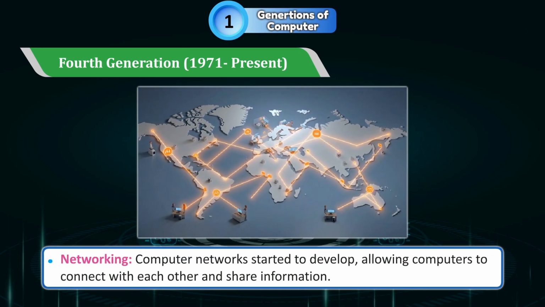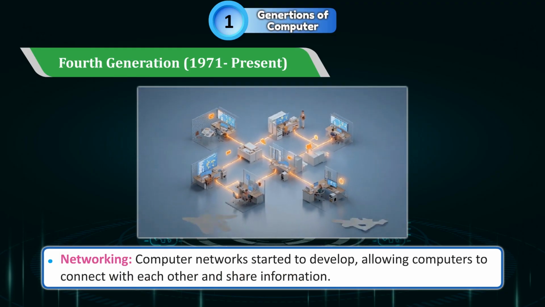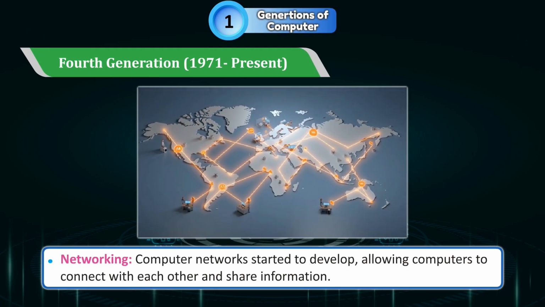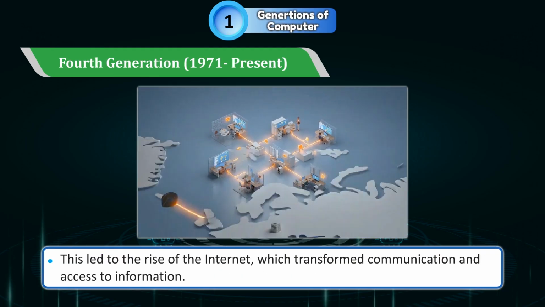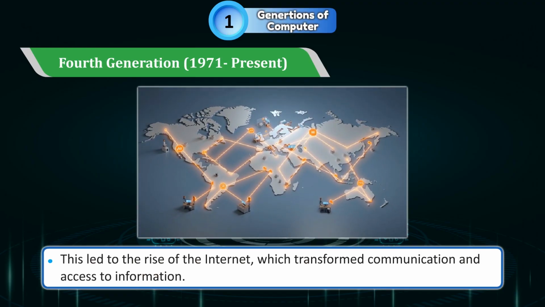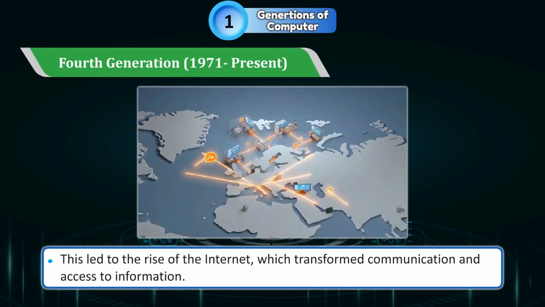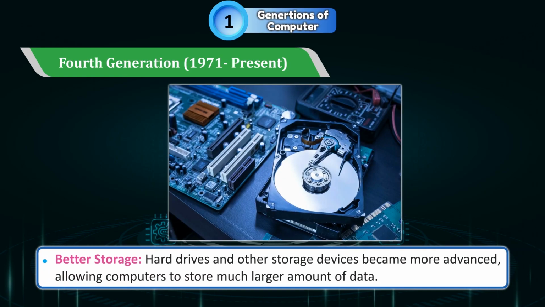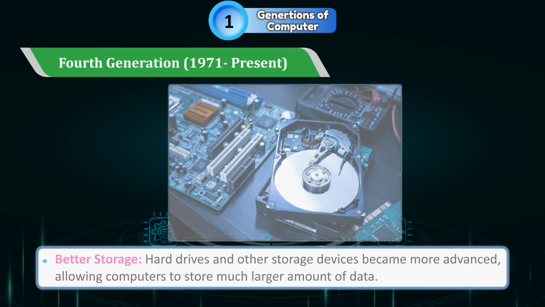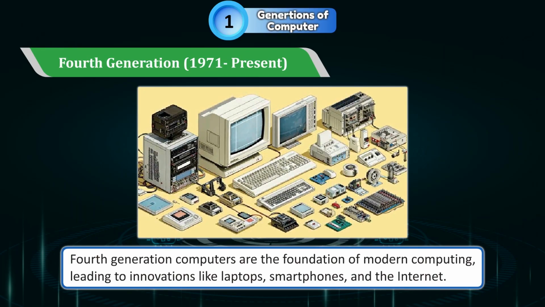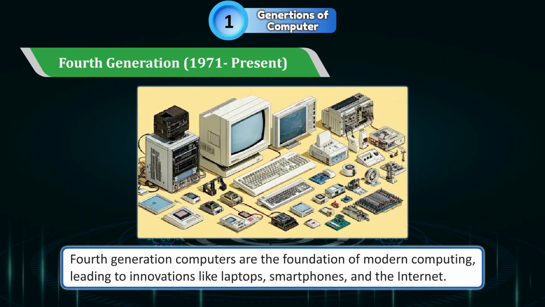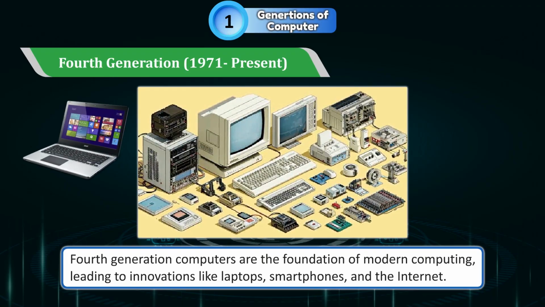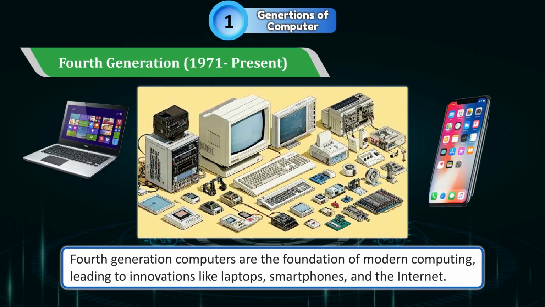Networking. Computer networks started to develop, allowing computers to connect with each other and share information. This led to the rise of the Internet, which transformed communication and access to information. Better storage. Hard drives and other storage devices became more advanced, allowing computers to store much larger amounts of data. Fourth generation computers are the foundation of modern computing, leading to innovations like laptops, smartphones, and the Internet.